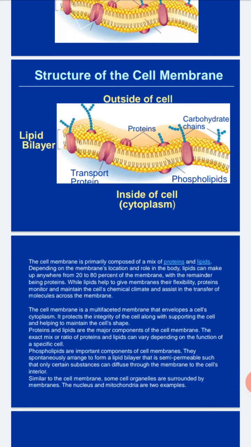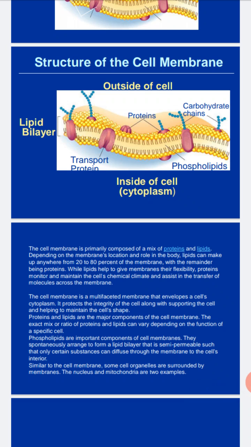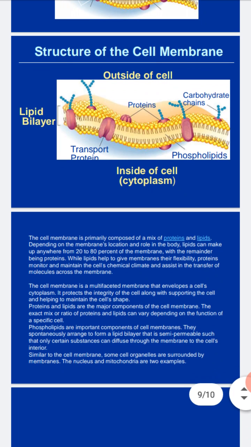The proteins are a major component of the cell membrane. Why? Because the exact mix ratio of proteins and lipids depends upon the specific function of the cell. Every cell has a specific function, so the ratio of protein and lipid will also be according to the cell. The phospholipids are an important component of the cell membrane and they spontaneously arrange to form a lipid bilayer. So what do phospholipids form? Lipid bilayer. This is semi-permeable, that it allows certain substances to diffuse through the membrane.